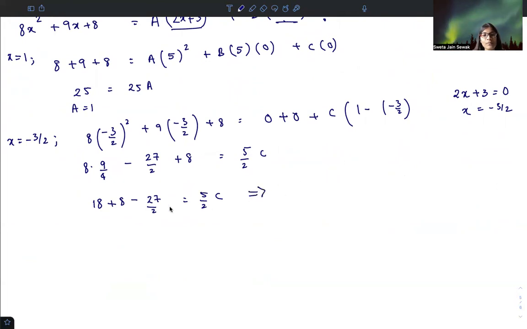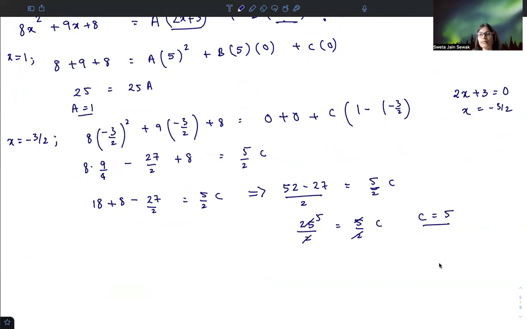Let's simplify further. 18 plus 8 is 26, times 2 is 52, minus 27 over 2 is equal to 5 over 2 C. So 52 minus 27 is 25, so 25 over 2 is equal to 5 over 2 C. This 2 and this 2 get cancelled, 5 and 5, so we get C equals 5. So now we have the value of A as 1 and the value of C as 5.